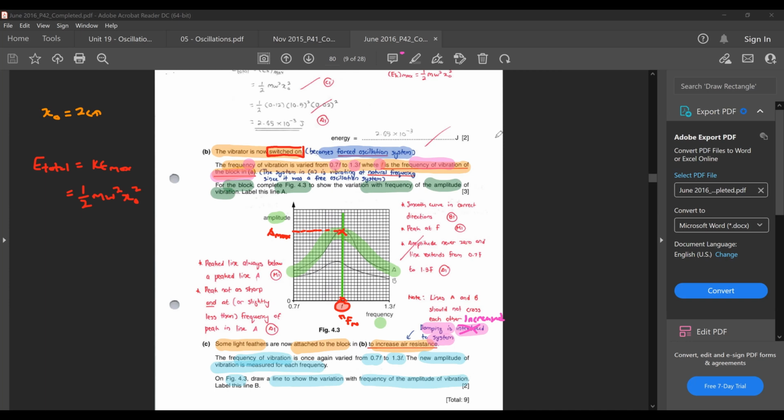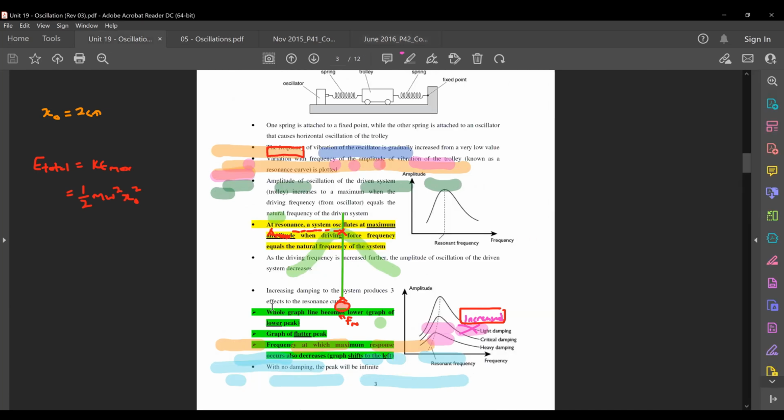So this one, since you have increased damping here, your new line ought to follow three things. This one was mentioned in the notes before. This is on page 3. With increased damping, your whole graph line must be lower, your graph must be flatter, and then after that, the frequency at which you get maximum amplitude ought to be shifted a little to the left, or you can maintain it as it is now.